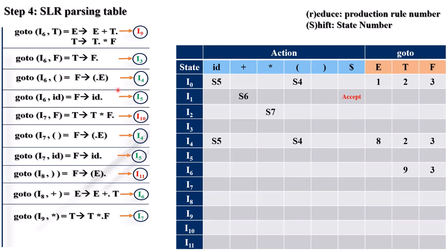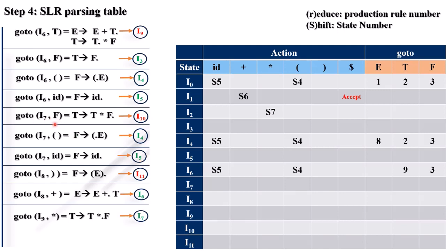I6 opening bracket, what we get? I4. So we have to write here S4. Now I6 ID, what we get? I5, so we have to write here S5.